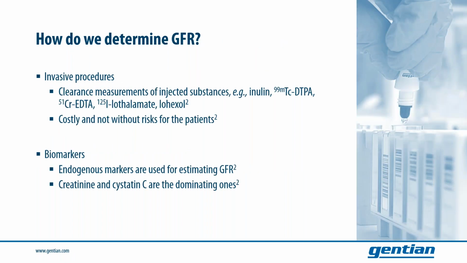So how do we determine GFR? You can do it in one of two ways. You can either use an invasive procedure where you inject the patient with a substance like, for example, iohexol, and then you measure the concentration of this substance in the urine at set time intervals. However, this is obviously a time-consuming method. It's also costly and not without risks for the patients.